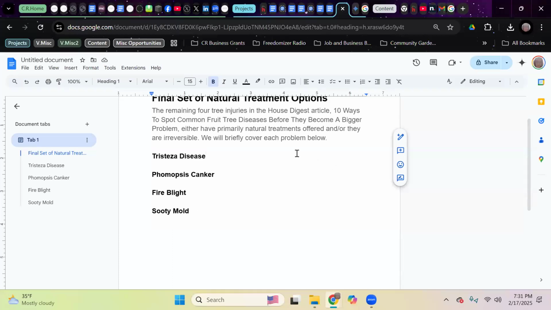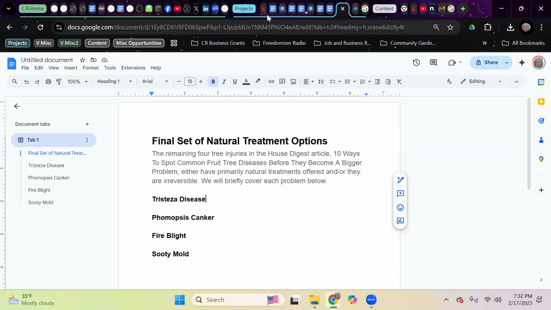It is an infestation or interaction with a mold spore. I'm not sure exactly what you would call that. All right, that is the final thing for that entire article. There were 10 overall, but for these last 4, mostly the article provided natural options.